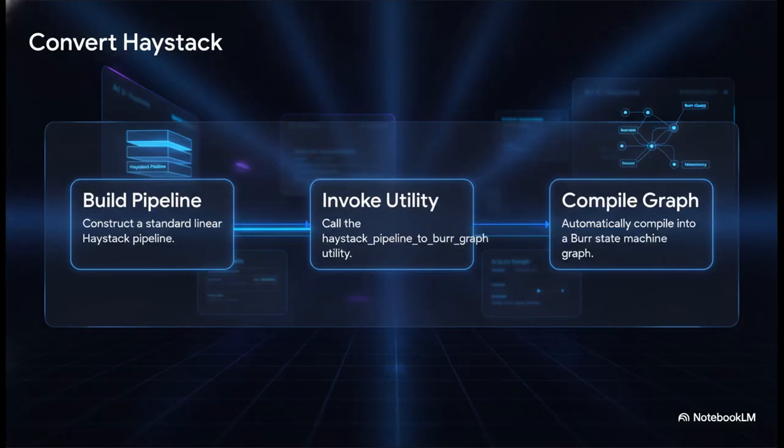Actually, taking it a step further, you can even convert an entire linear Haystack pipeline directly into a Burr graph using the Haystack pipeline to Burr graph utility. Now keep in mind, this specific path is still marked as experimental, but think about how powerful this is. If your team has spent months building a linear RAG pipeline in Haystack, you can automatically compile it into a Burr state machine graph. Bam! Instant local telemetry UI, visual debugging, and SQLite persistence, all without throwing away your core retrieval architecture.